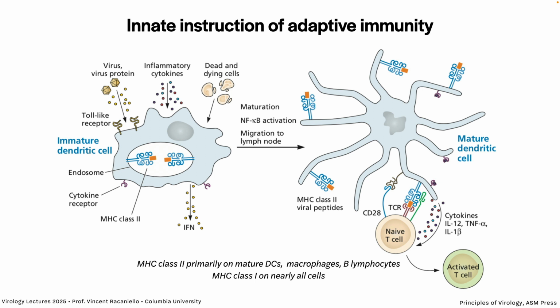Okay, back to innate instruction of adaptive immunity. So remember, we have our immature dendritic cell. It's picking up signals from infected cells, which we've talked about. That causes it to mature, goes into the lymph node, and now it looks like this. It has the spindly appendages, which is why they're called dendritic cells. It now has MHC class II on the surface with a peptide. It's derived from whatever it picked up over at the epithelial sheet, and it will present that peptide to a naive T cell. Naive means it's never seen antigen before.